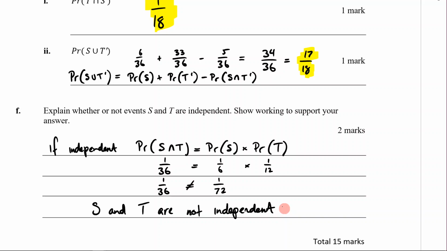And that would be our answer. S and T are not independent events. And we've shown our reasoning there through our working.